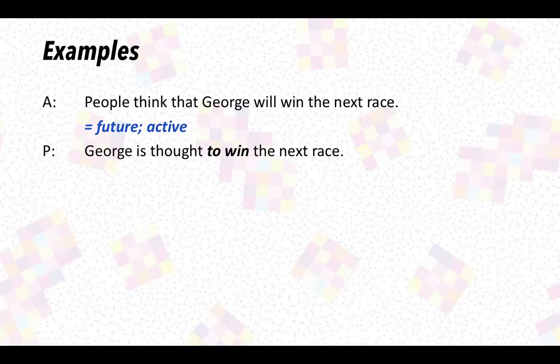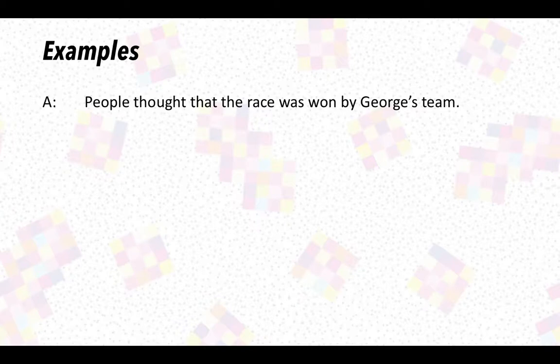However, that is not always the case. Let's look at another example. For example, people thought that the race was won by George's team. Okay, first look for your new subject, which is in this case the race, and then transform the verb thought into its passive equivalent. Then you get the race was thought, making sure that you keep the same tense.